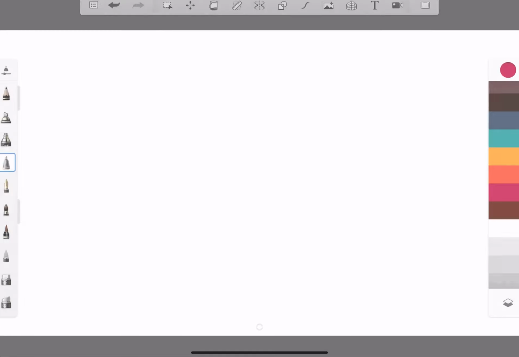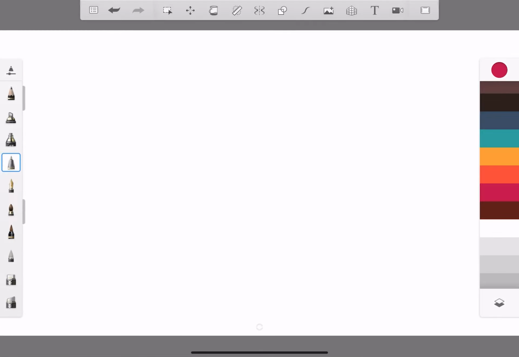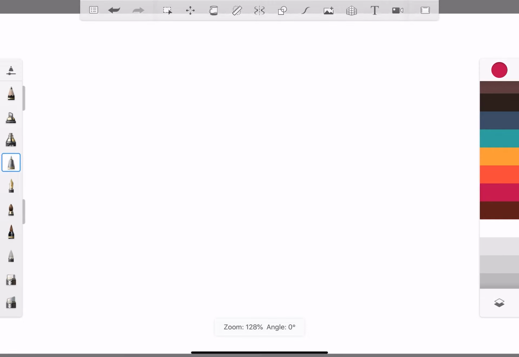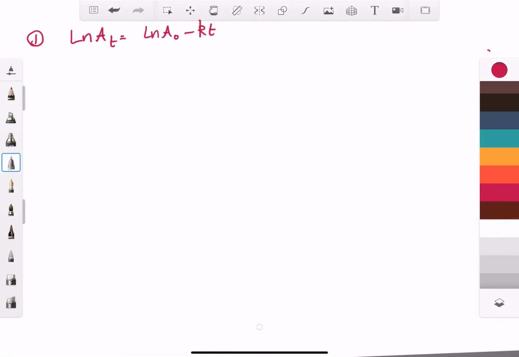Okay, so just to rewrite, this is our first equation. It's in the ln term. I want to have it in a log term. Can I have it in a log term?